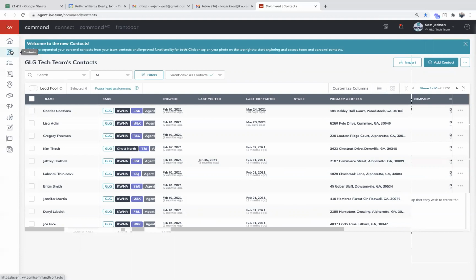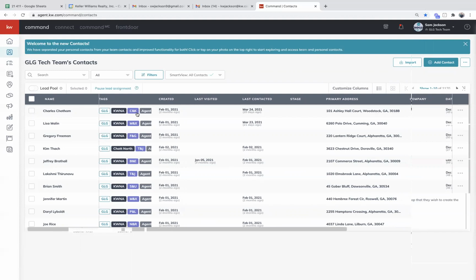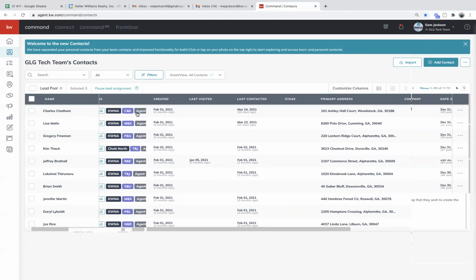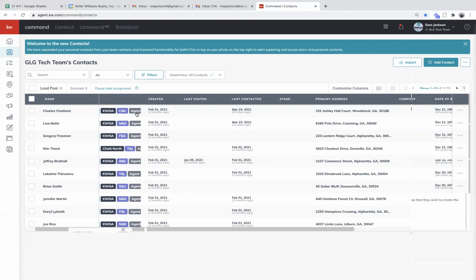Now, I'm pulling mine up. This is my real one. This is what Leanza and I do with our database. We tag people. You'll see that we have tags in here. Like I said, I have GLG, I have KW North Atlanta. We use something called the DTD2 that groups people by their last name so that we can make phone calls to them in a system. Then we have them marked as an agent, or as ops if they're operations or marketing. We have all kinds of cool tags.